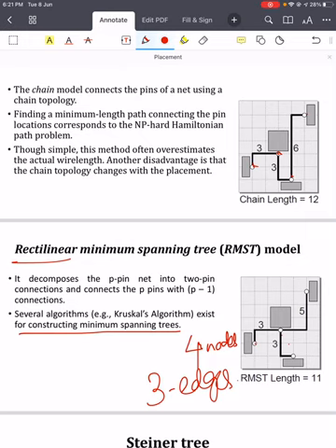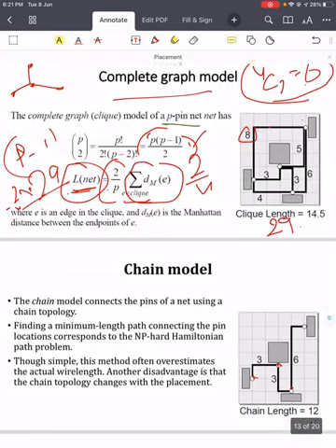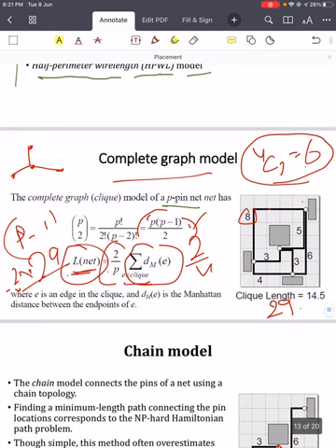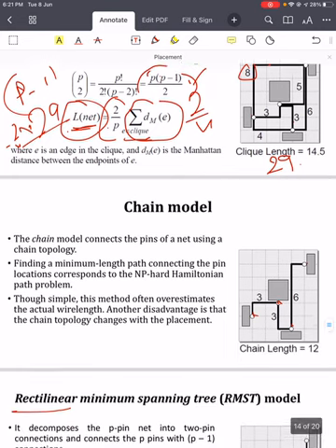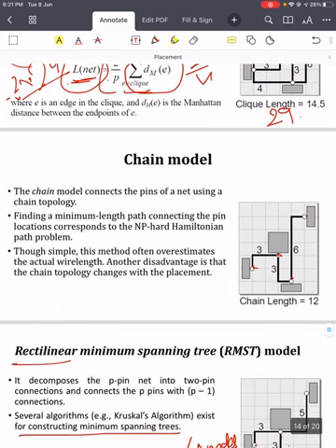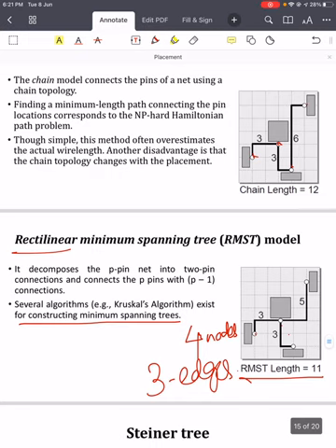Okay, so here is an example where the RMST length is 11. Now you can understand these results are different from the complete graph model. The result, the total clique length or total wire length is equal to 14.5. In the chain model we found out it is 12. Now in the rectilinear minimum spanning tree model it is 11. Right, so RMST length is 11.